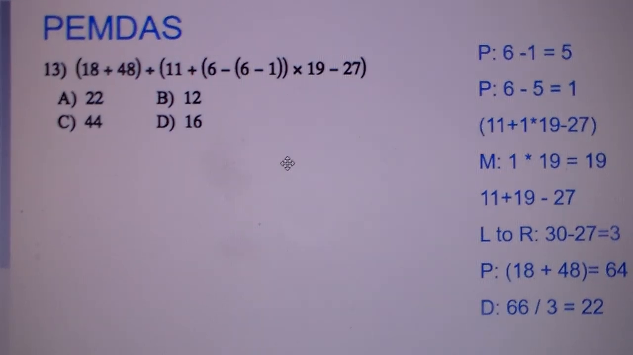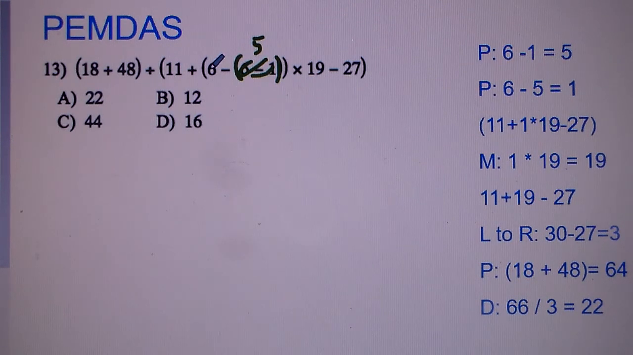Number 13. We have a whole bunch of sets of parentheses, so it's getting obviously harder and harder here. I want to go to the innermost set of parentheses here, which it looks like it's this one, 6 minus 1, what I highlighted in green. Now 6 minus 1 you know is 5, so we can delete that 6 minus 1 and make it a 5.